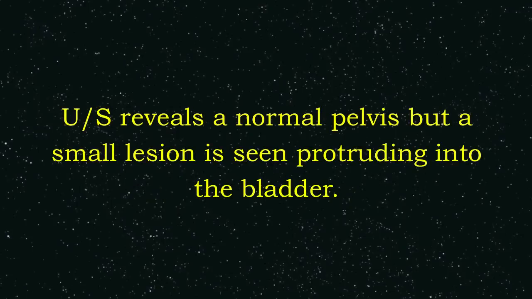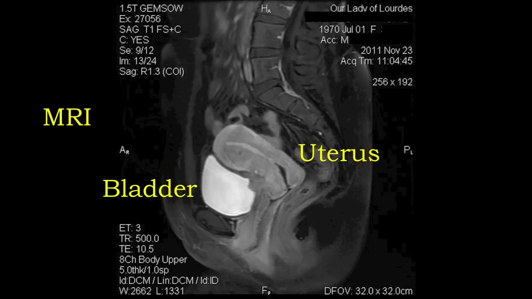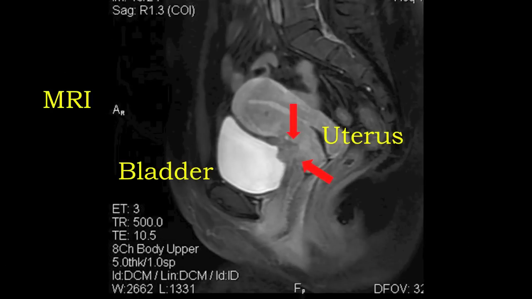Ultrasound reveals a normal pelvis, but a small lesion is seen protruding into the bladder. The MRI shows that there is a lesion in the lower uterine segment, and the red arrows indicate the extent of the lesion, and the green arrow shows its penetration into the bladder wall.